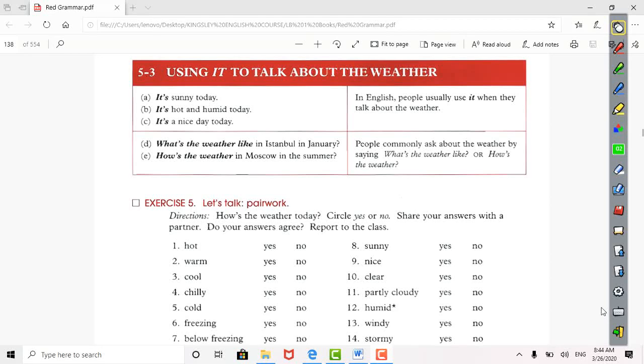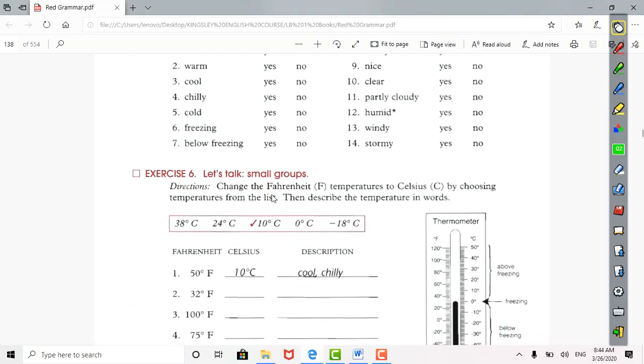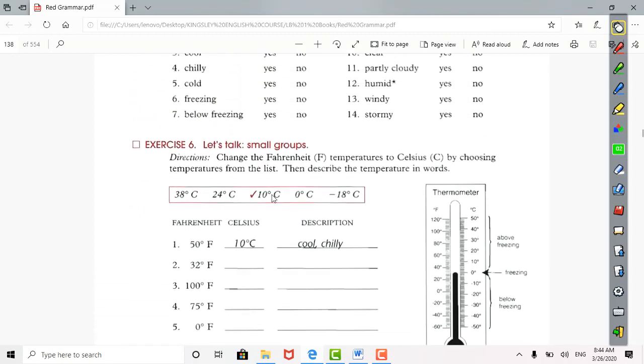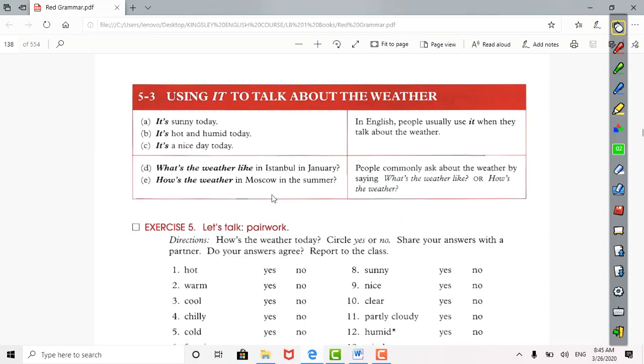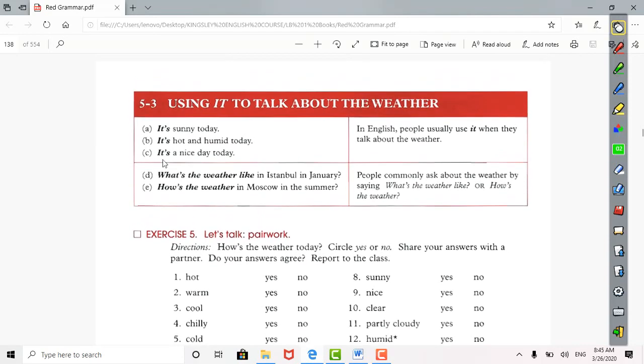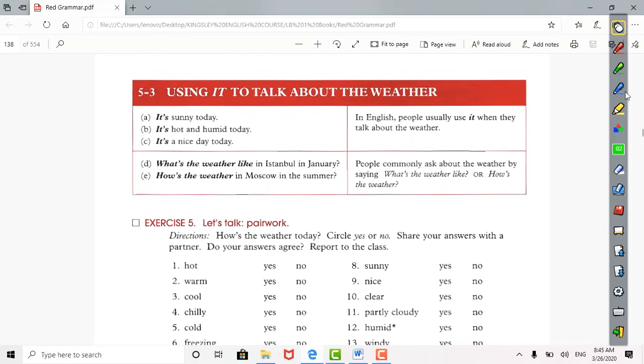Okay, well, now we go to the second video, part two of my explanation. Now we can go to your book on page 125. In the first video I talked about using "it" to talk about times and also about the prepositions of time, but here we will talk about using "it" to talk about the weather.